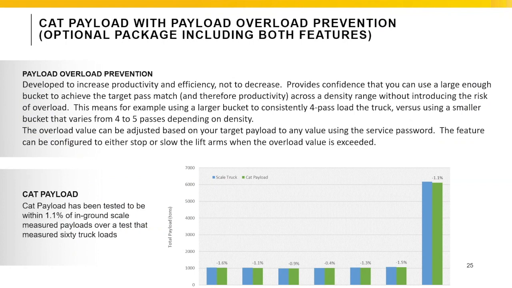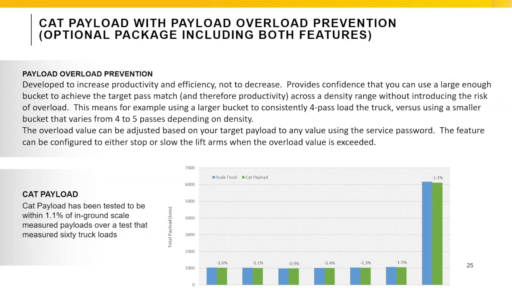Another optional feature now is payload overload prevention, and that's an optional package that includes both the CAT payload and the payload overload prevention in one package. The key to the payload overload prevention is that it was developed to increase the productivity and efficiency, not to decrease.